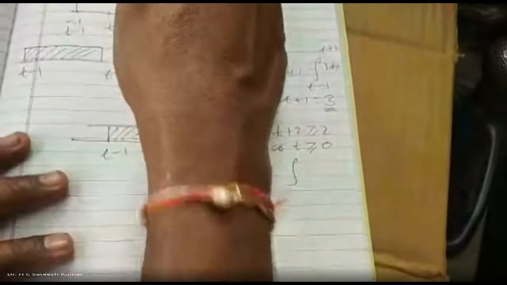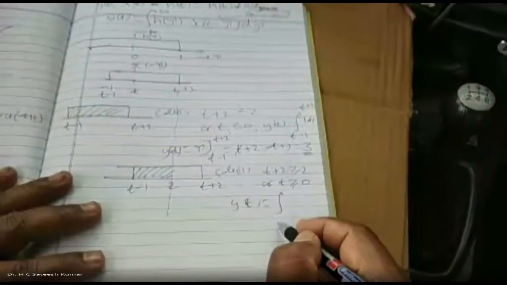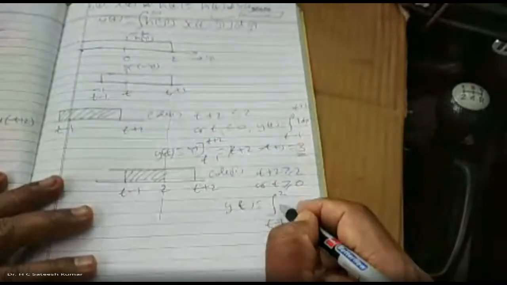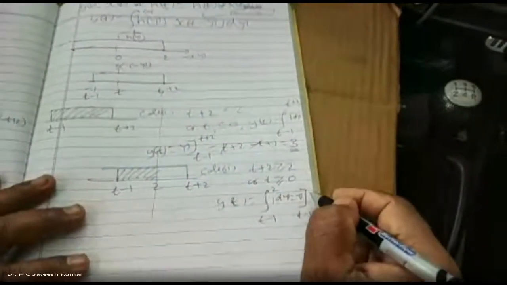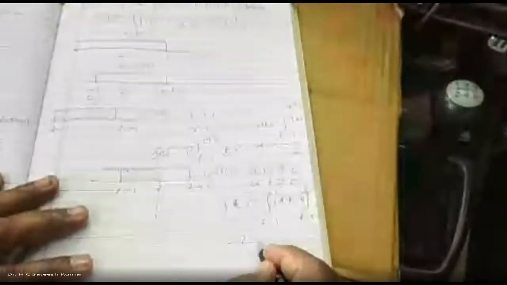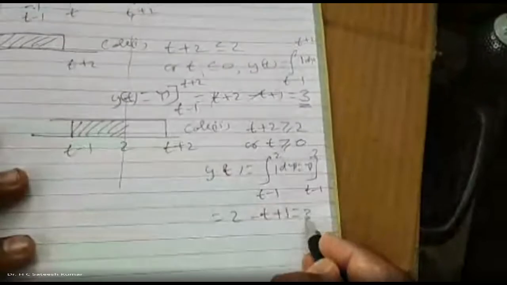Up to this point, up to 2. Beyond 2 it is 0, so the product is 0. What do we have? T minus 1 to 2, 1 d tau, is equal to tau between the limits t minus 1 to 2, which is equal to 2 minus t plus 1, which is equal to 3 minus t.